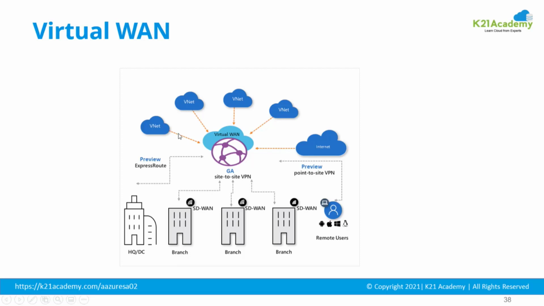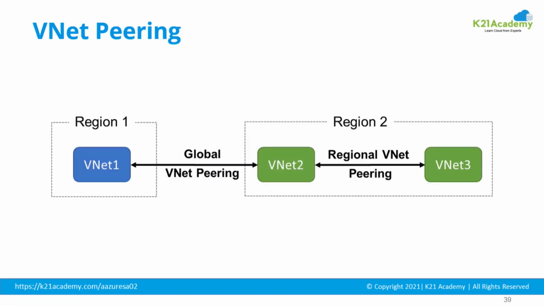And then this VNet can go and talk to this branch, or this VNet can also go and talk to this branch, and this VNet can also connect to all those which are connected to this central virtual WAN. So this virtual WAN will act as an interface, and all these networks can talk to all these sites, or these sites can talk to each other, and so on. So that's virtual WAN.